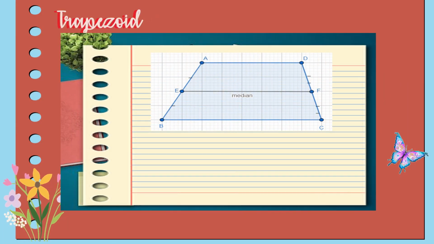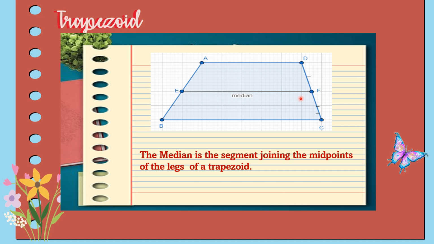In the trapezoid ABCD, E and F are the midpoints of the legs AB and DC respectively. And the segment joining the midpoints E and F, which is EF, is what we call the median of the trapezoid. So the median is the segment joining the midpoints of the legs of a trapezoid.